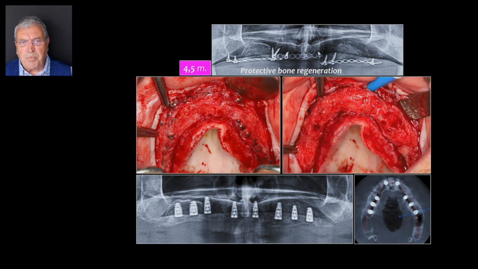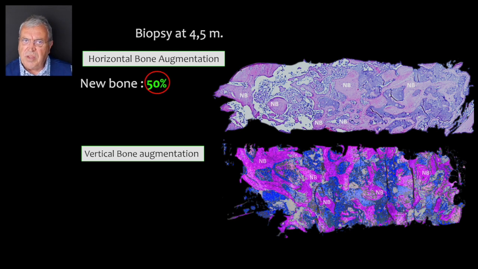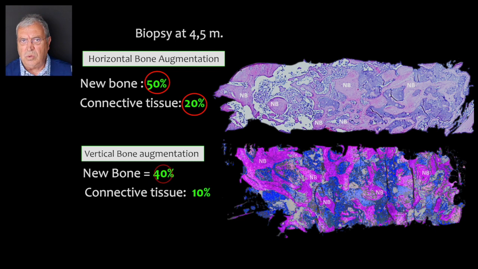And when we respect the bone, we will have a very good quality, 50% of new bone, only 20% of connective tissue, despite the lack of the collagen membrane. In the vertical augmentation, only 10% connective tissue. What does it mean? If you are not inflammatory, you will not have connective tissue.